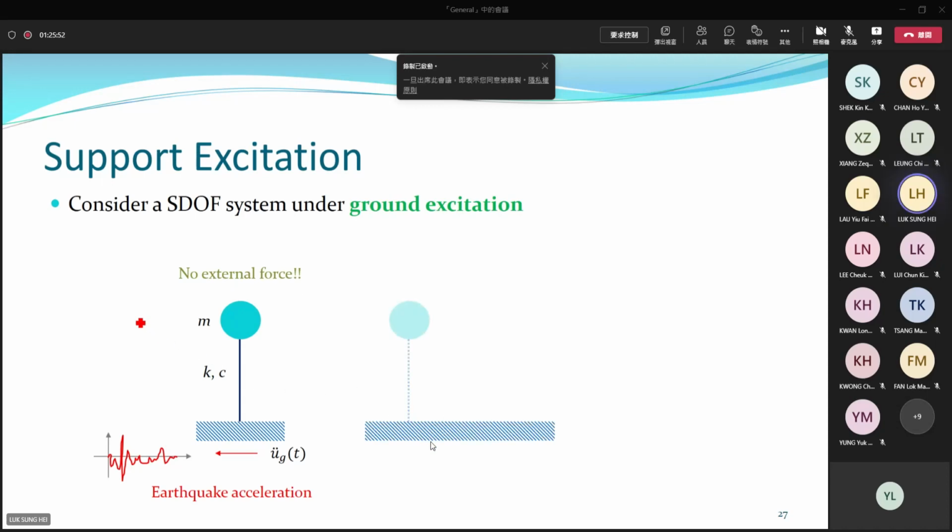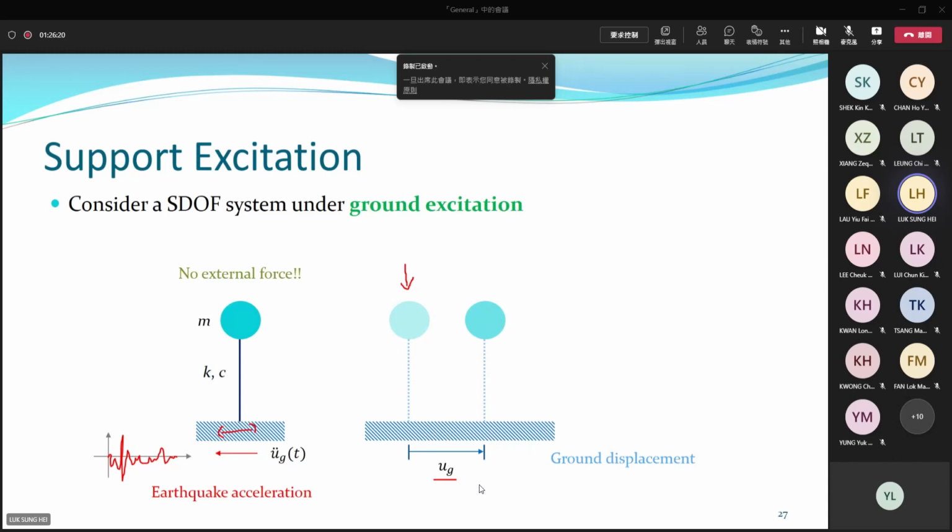At the beginning, this is the initial position of this building. Now the ground starts to oscillate, starts to move. So you can see the ground movement, the ground with the structure displaced horizontally. Ground displacement: I use the symbol UG to denote the ground displacement.